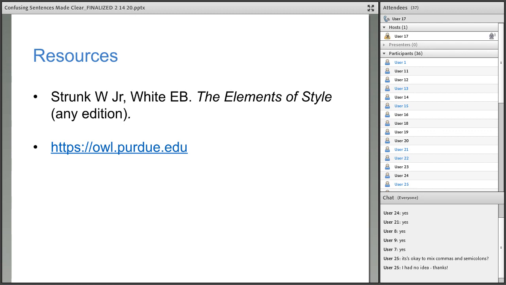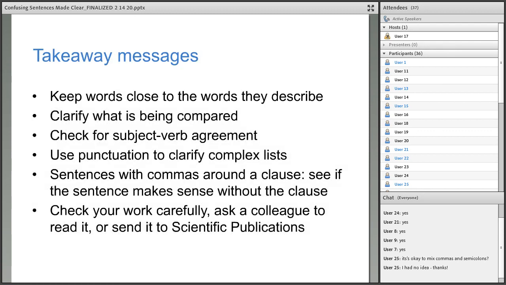Lastly, the best way to identify problematic sentences is to read through your manuscript very carefully, at least once, and preferably more than that to check for errors. You could also ask a colleague familiar with the scientific content of your manuscript to make sure that the text is clear and correct. And you're always welcome to send your manuscript to Scientific Publications.